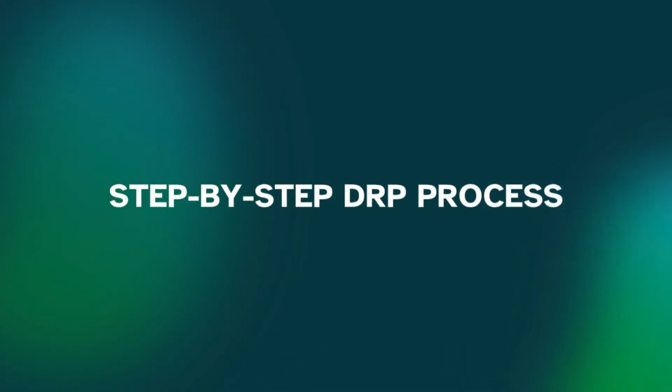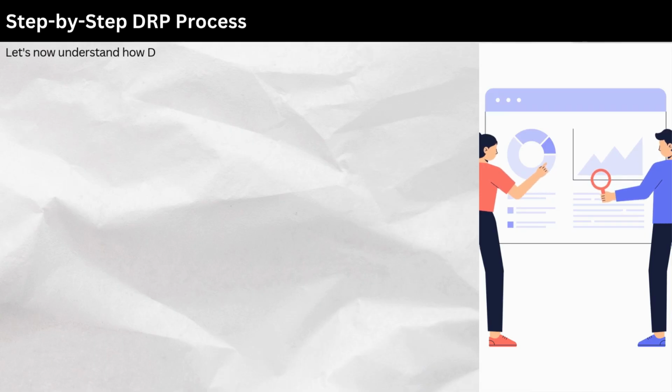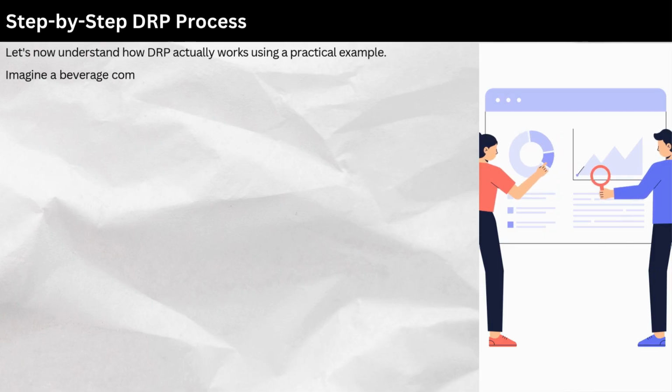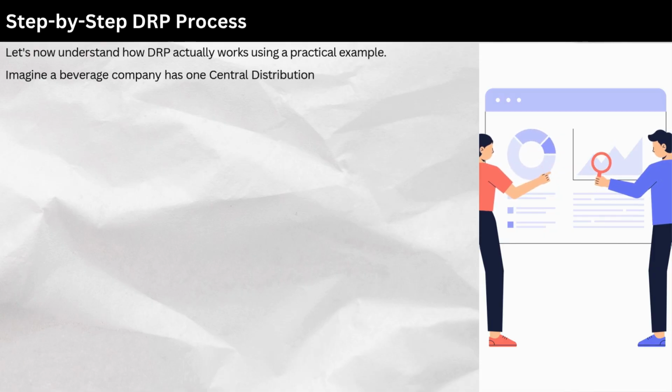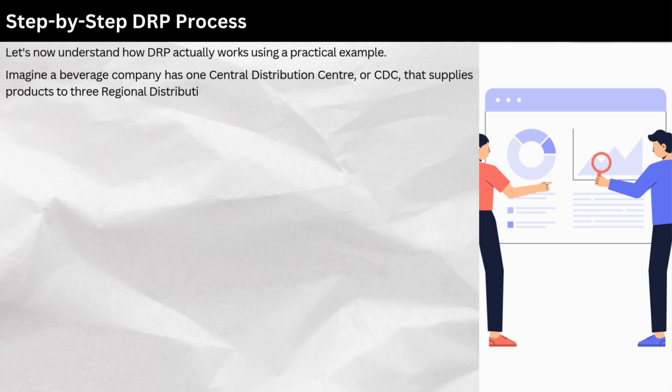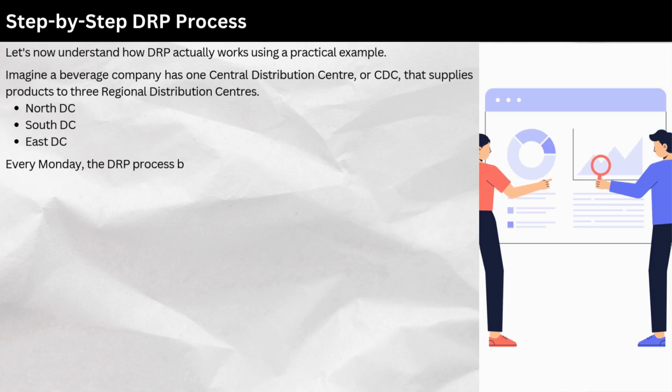Step-by-step DRP process. Let's now understand how DRP actually works using a practical example. Imagine a beverage company has one central distribution center, or CDC, that supplies products to 3 regional distribution centers: North DC, South DC, East DC. Every Monday, the DRP process begins.